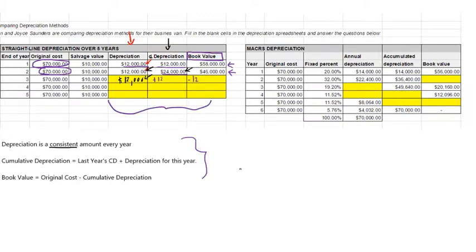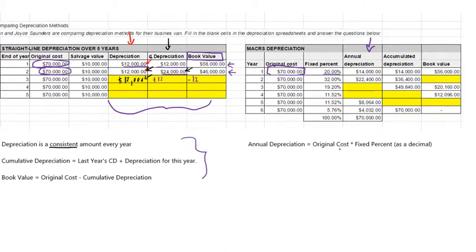Now again, that's straight line method. What about MACRS depreciation? Let's look at annual depreciation. For this, our annual depreciation is going to be the original cost of the item multiplied by a fixed percent, and that's going to give us our annual depreciation. So for example here, once again, if we had an original cost of $70,000, they'd give us this fixed percent, 20%.